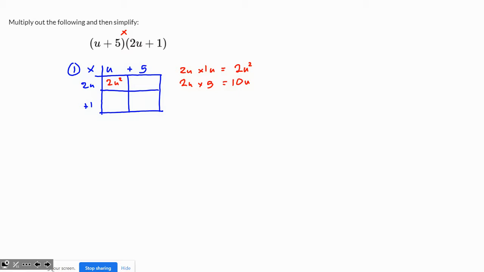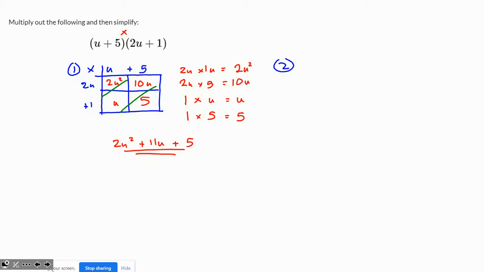So we've still got the u here. We're not multiplying by any other u's. So we get 10u. Then we have 1 multiplied by u, which is just u. And we have 1 multiplied by 5, which is just 5. So we get u here and 5 here. And again, it follows this pattern where we have 2u squared, then we have 11 u's along that diagonal, and then we have 5. So that's our final answer.